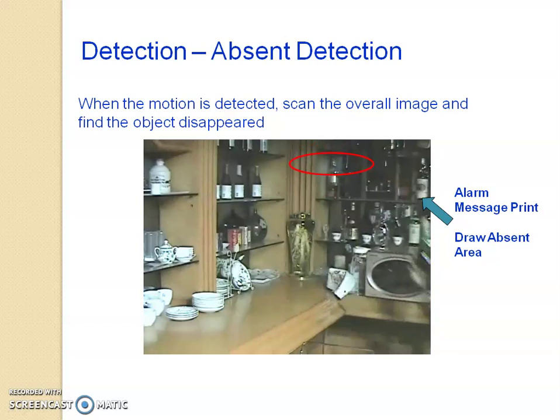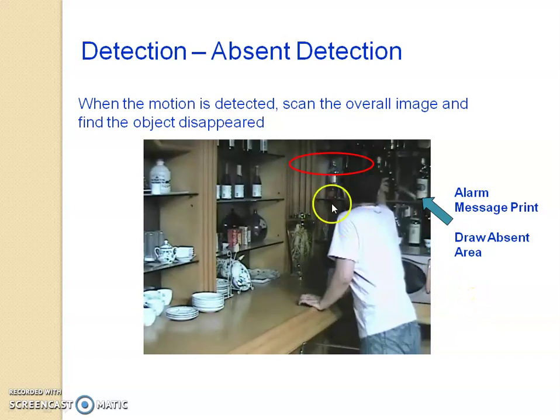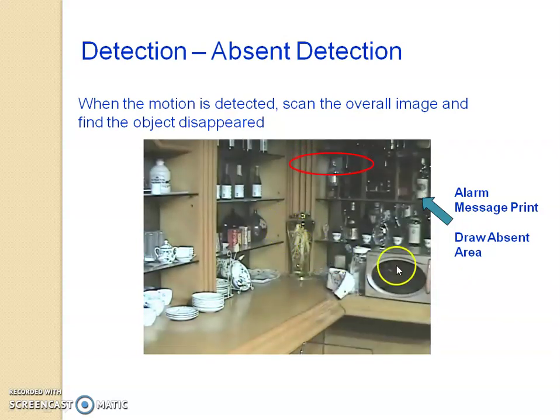Next is absence detection. Quite common in areas like jewelry shops and other shops where the absence has to be detected. So here you can see, for example, if you installed it in a museum, and if somebody has taken the artifact, then it detects it as an absence.